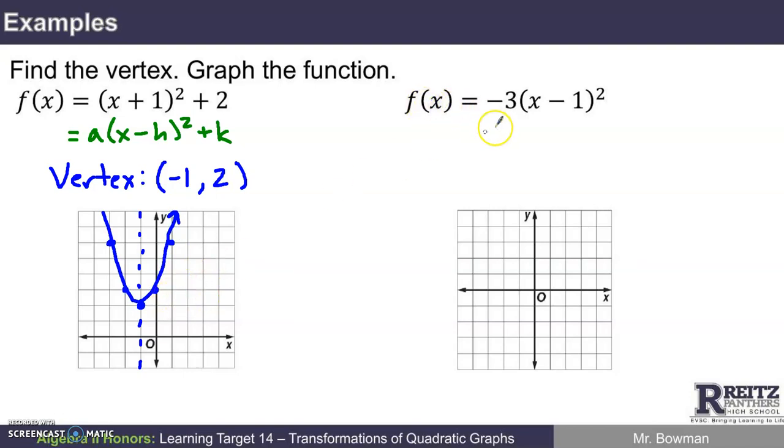Take a look here at this example. It says f of x equals -3 times x minus 1 squared. What's the vertex? What's h? What's k? h would be the number you need to put to make this like x minus h squared. So I think in this case, h is 1. There's no k, is there? That means it's 0. Our vertex here is 1, 0.